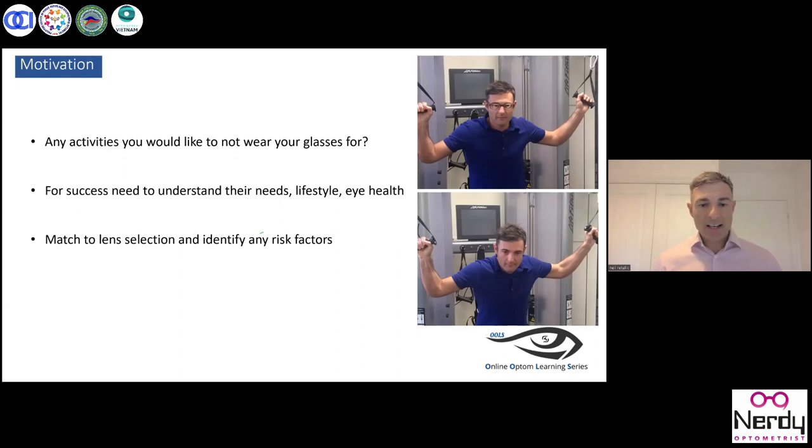And we can also identify any risk factors which might guide us to a certain lens type. For example, if we think there may be more at risk of non-compliance, we might decide that actually something that they replace more regularly, like a daily disposable, is a better choice for them.